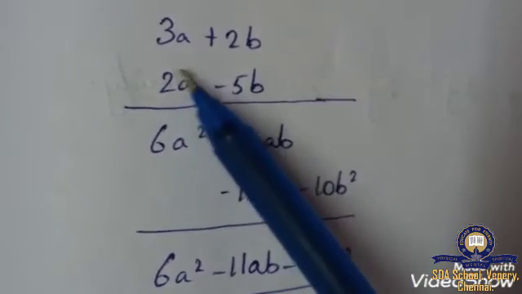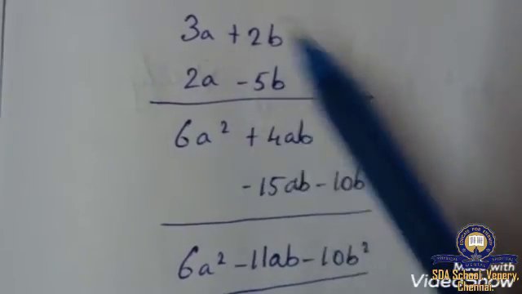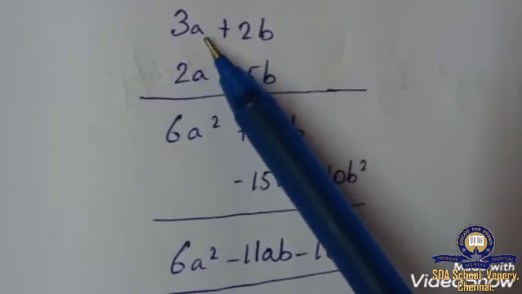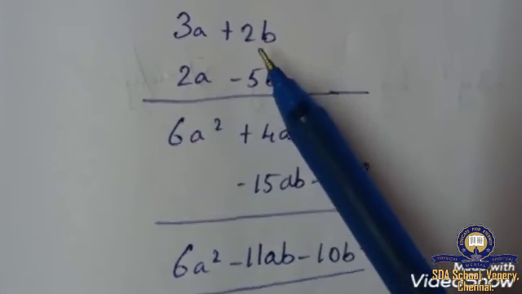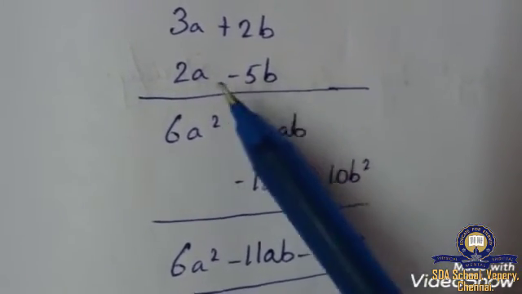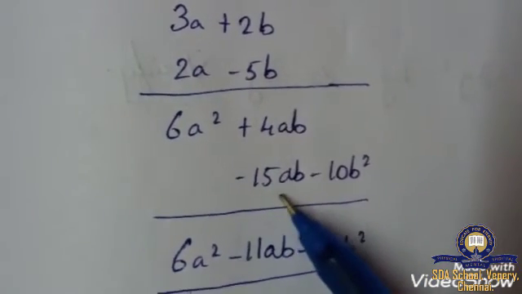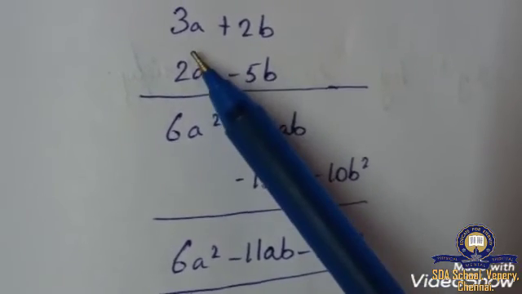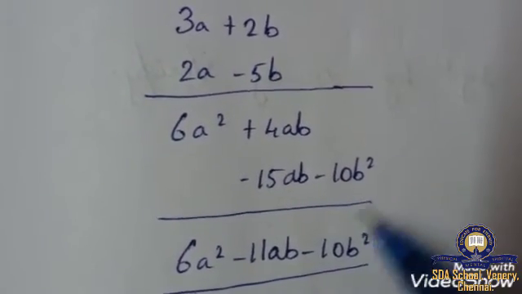From this column method, we first write the first term and the second term. Now we are going to multiply these terms. So we get 2a into 3a is 6a square. In the same way, 2a into 2b is plus 4ab. Minus 5b into 3a is minus 15ab. Minus 5b into 2b is minus 10b square.